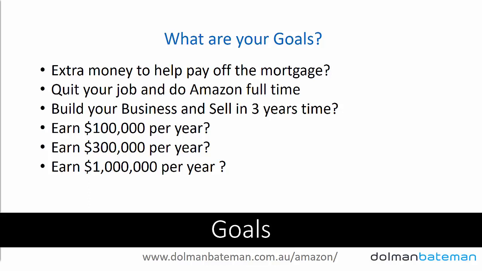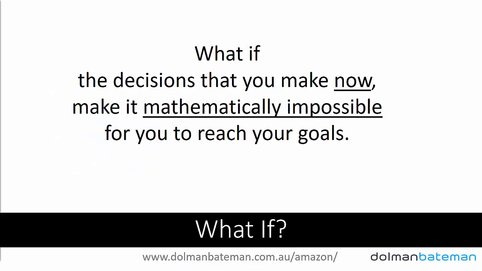So these are your goals, and you've been through the process of saying, okay, we can sell 10 products a day, we can get to $200,000. We go to 20 products a day and we get to $400,000. But what if the decisions you make now make it mathematically impossible for you to reach your goals? So what do I mean about decisions? Well, the price of your products, how fast you grow, how many products you launch, how much stock you order, how much you take as drawings.